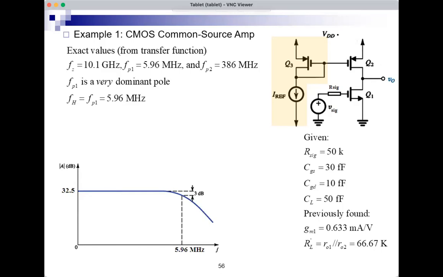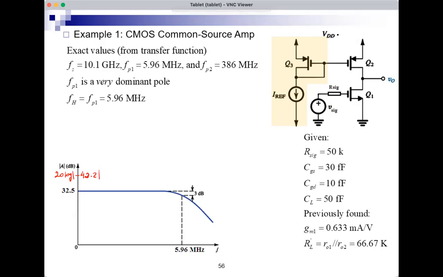And we can say that this is how the Bode plot looks like. FH is 5.96 megahertz, and that's a 3 dB frequency. Where does this 32.5 number come from? Well, this is 42.2 in dB, 20 log 42.2. The low frequency gain is minus 42.2, so that's 20 log of the absolute value of minus 42.2, 32.5.